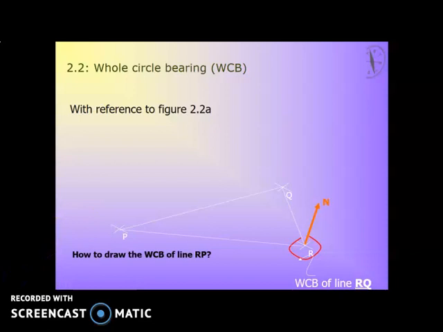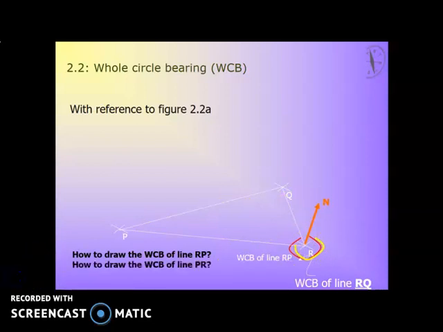Can you test your own understanding of the concept by drawing the whole circle bearing of the line RP? The line RP starts from R and goes towards P. So you draw the north at R, and then after that you rotate in a clockwise direction from the north to the line RP. And how will it look? It will look something like this.